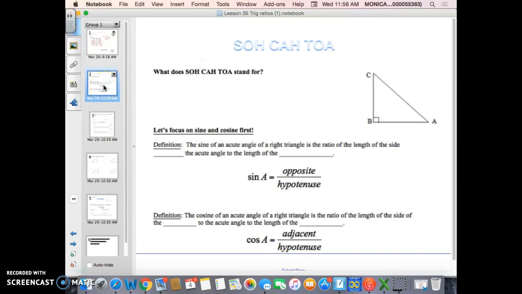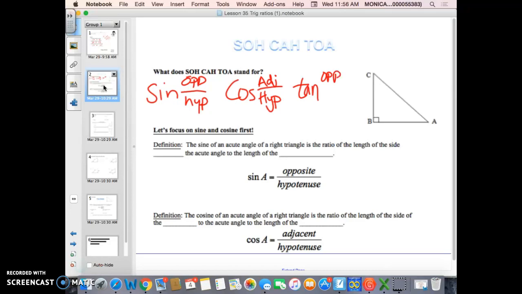All right, so what does SOHCAHTOA stand for? Well, the S stands for sin, as it looks in your calculator. And then the O is opposite over hypotenuse. The C stands for cosine, and that's adjacent over hypotenuse. The T stands for tangent, which is opposite over adjacent.